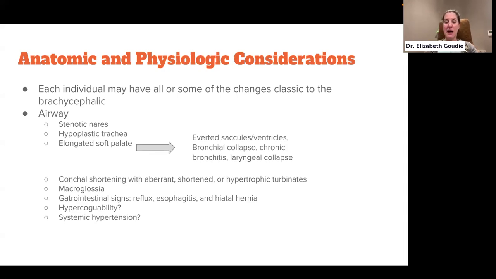And then one problem that I feel is often underestimated when we talk about brachycephalic airway syndrome is their macroglossia.